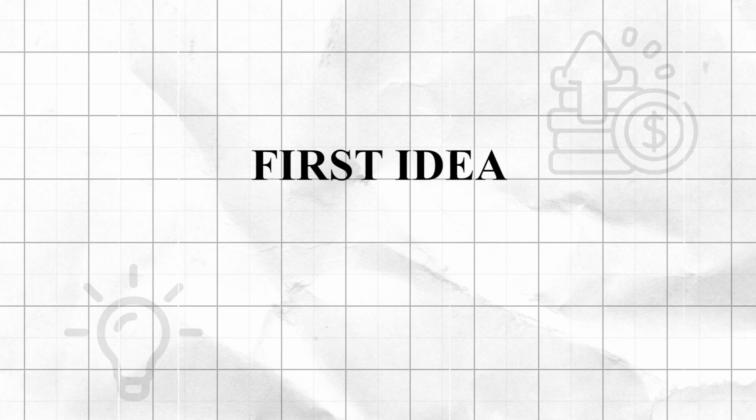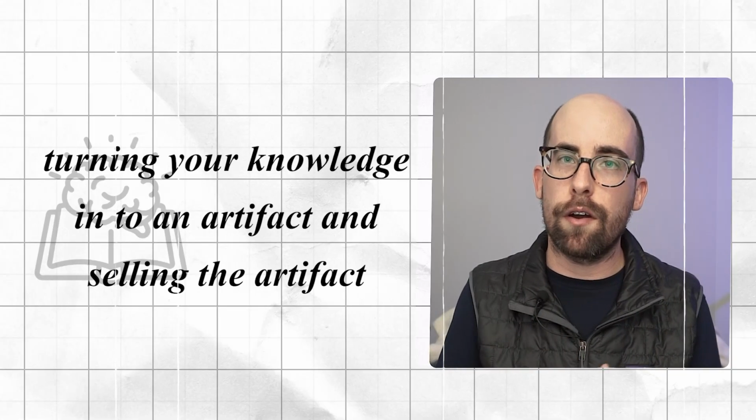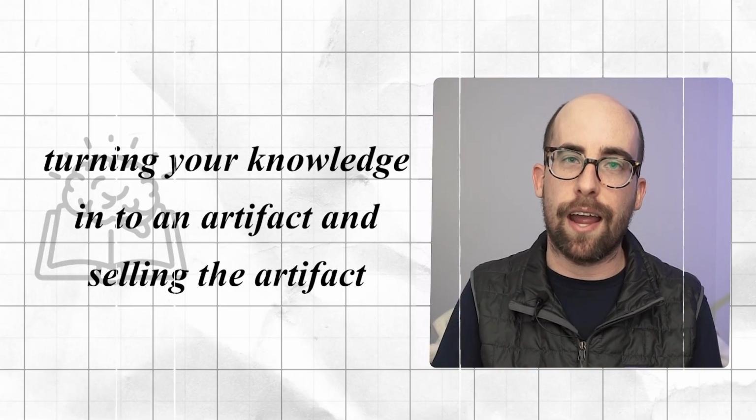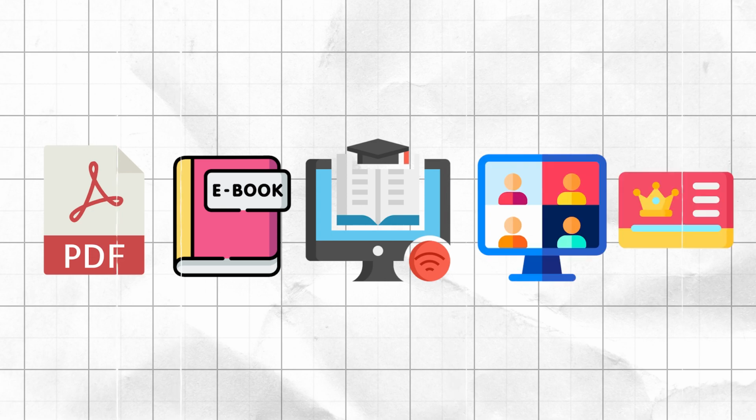Okay, first idea, and that is info products. Info products are a great way to make passive income as a software engineer, because this is basically just turning your knowledge into an artifact and selling that artifact. And as with code and media leverage, you make it once and you can sell it infinitely, and I think that's pretty awesome. Examples of things you could sell here are PDFs, ebooks, courses, cohort-based courses, memberships.